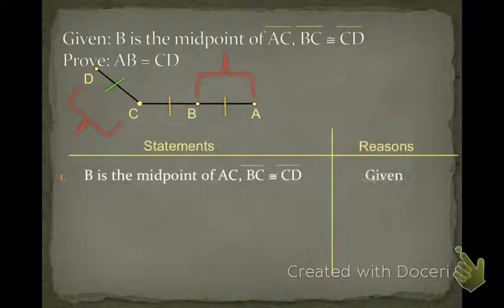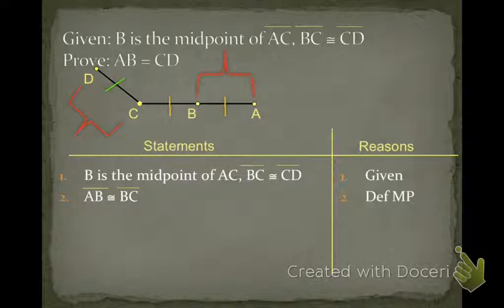Always start out with a given for the first line. B is the midpoint of AC. Well, if B is the midpoint of AC, then that must mean that segment AB is congruent to segment BC. That's the definition of the midpoint. We know that the two segments created with the midpoint are congruent.